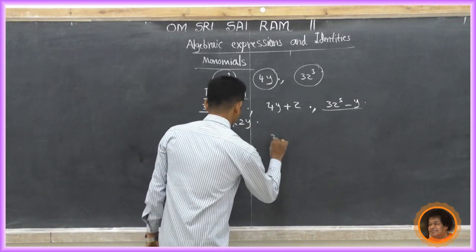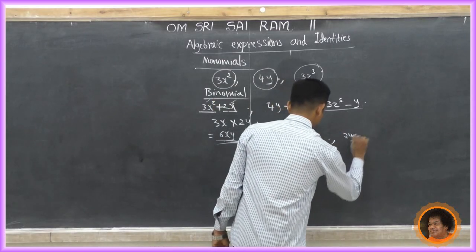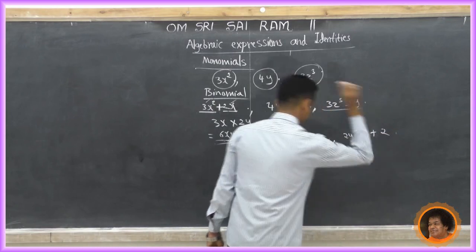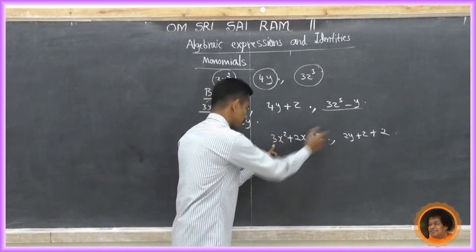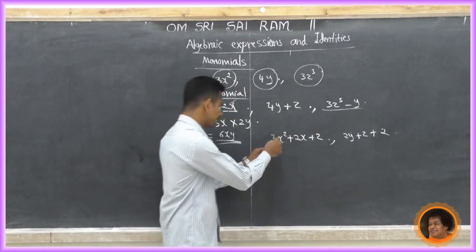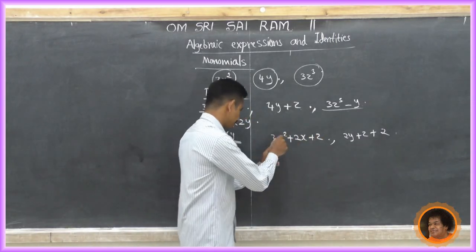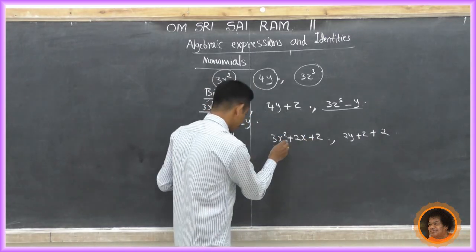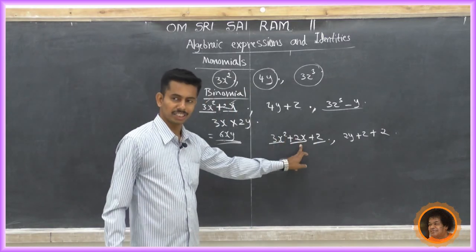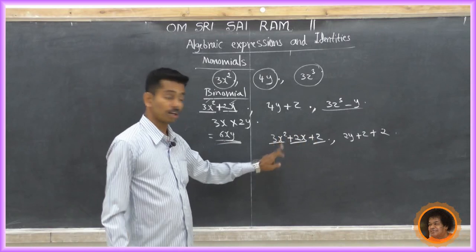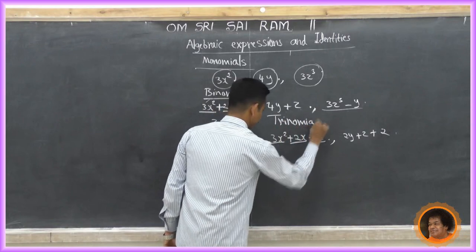Another example, 3x squared plus 2y plus z. Is it an example for monomial or binomial? How many terms are present in this expression? It contains 1, 2, 3. In between the terms there is a plus sign. So one term, two terms, three terms. How many terms? Three terms. So an expression which contains three terms is called trinomial. This is an example for trinomial.